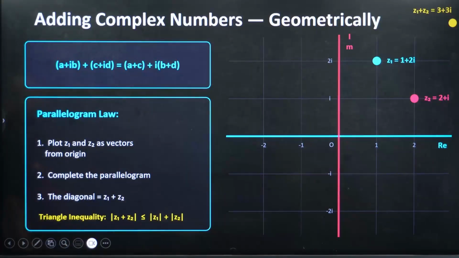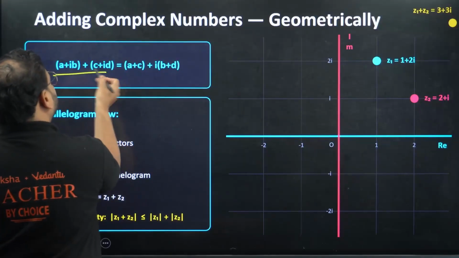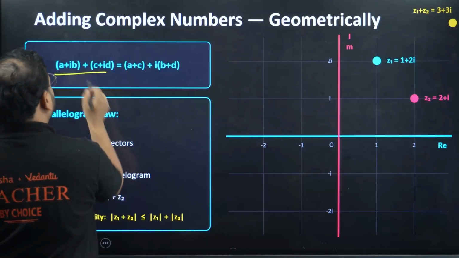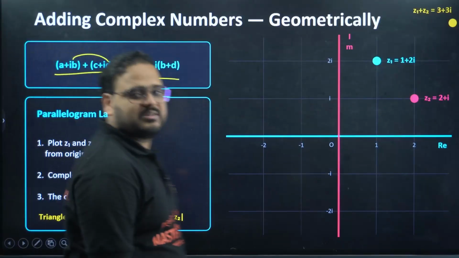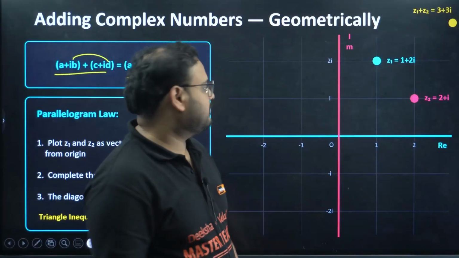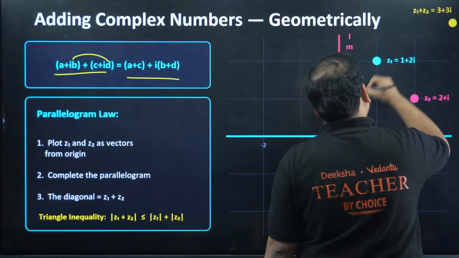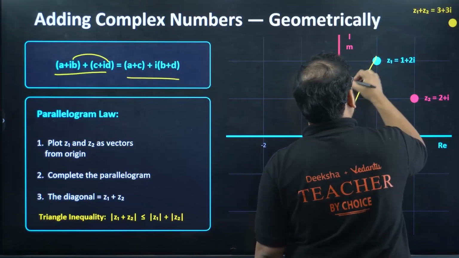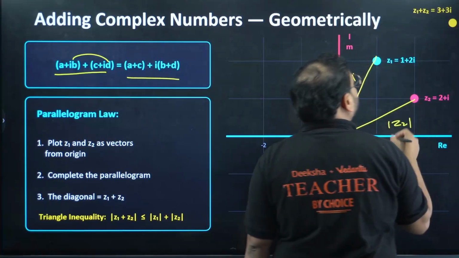Adding complex numbers. This is very important, right? Adding algebraically is a plus c and b plus d. That's what we do: add the real and imaginary parts. What about in the case of the Argand plane? The first step is to join this line. This will represent mod of z1. This will be mod of z2.